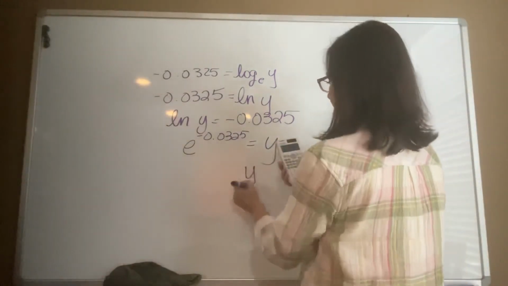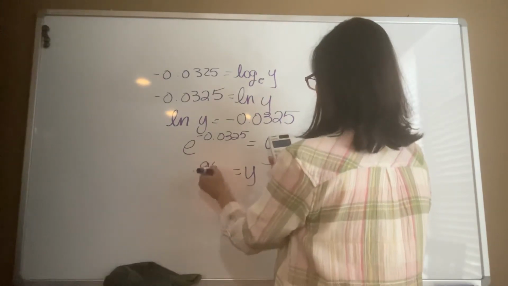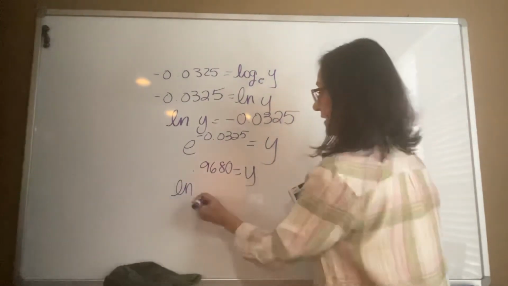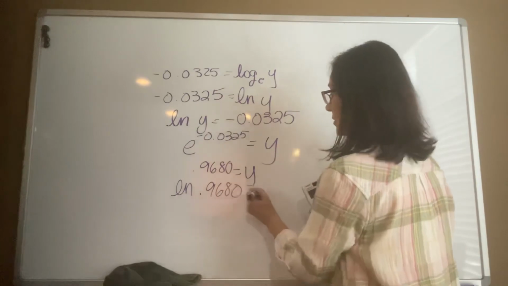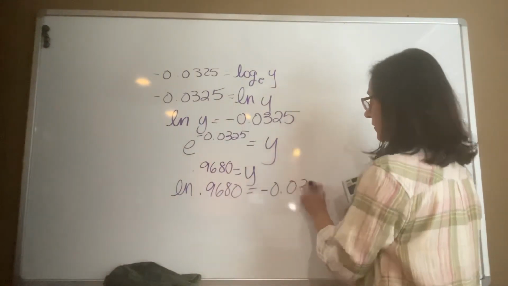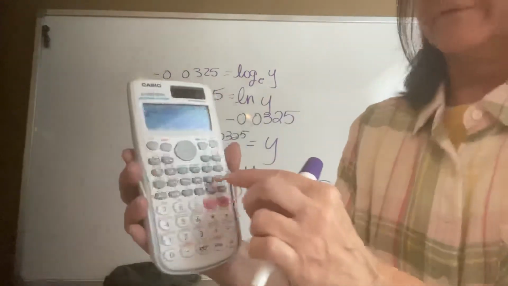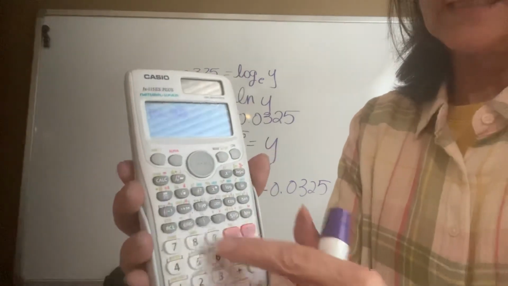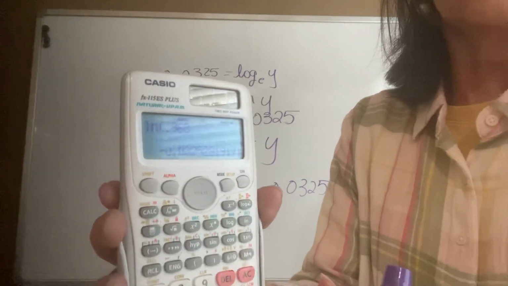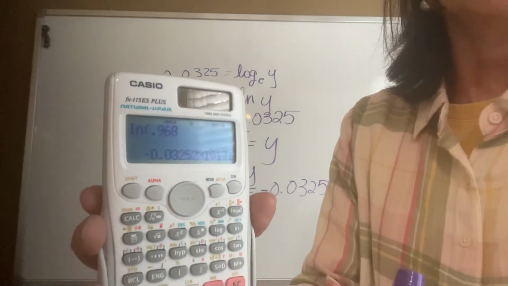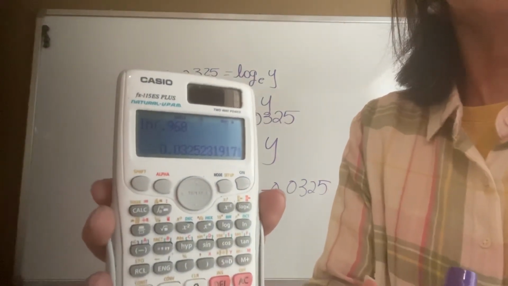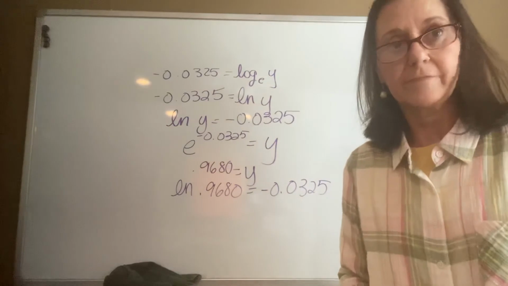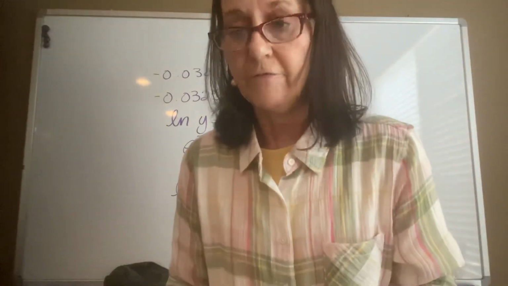That's what y equals. All right, so y equals 0.9680. So really, I could say, it should be true. The ln of 0.9680 should equal negative 0.0325. All right, let's go ahead and prove that. The ln of 0.968 equals negative 0.0325, there we go. It works, you see? They're just inverses. Logarithmic equations are the inverse of exponential functions.